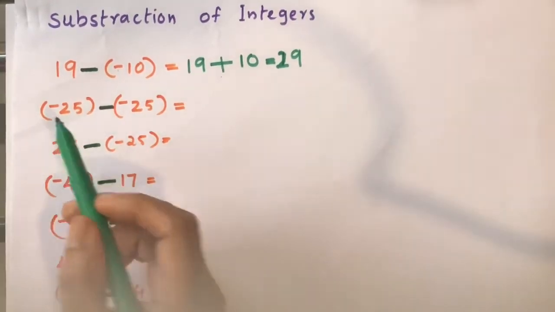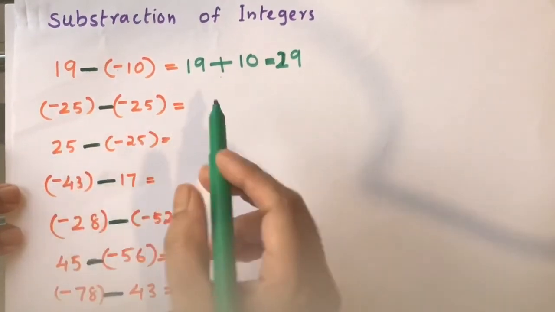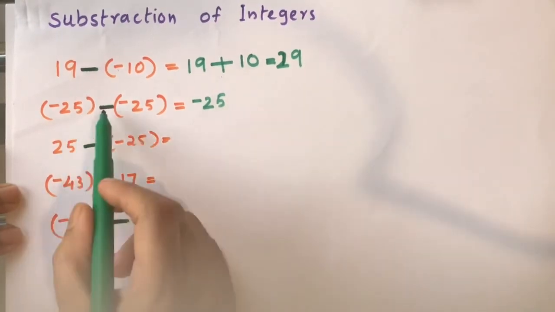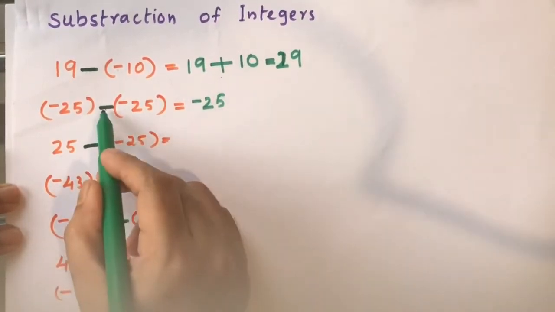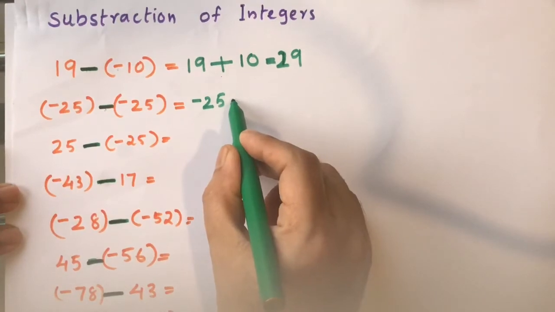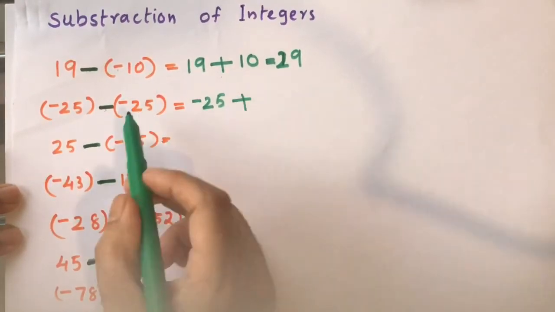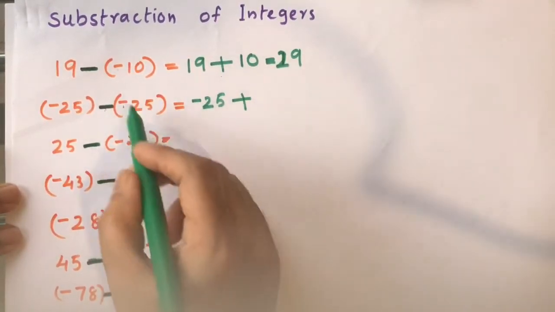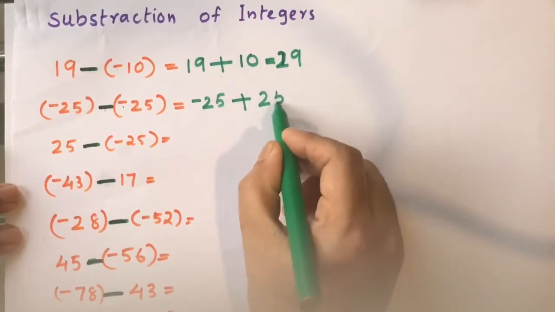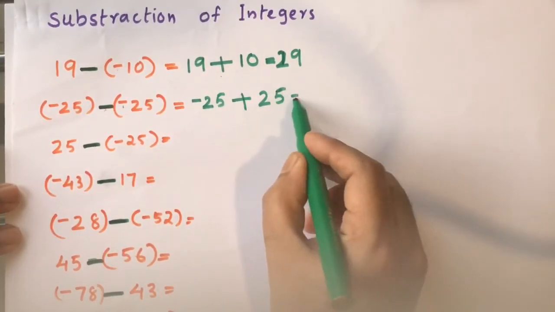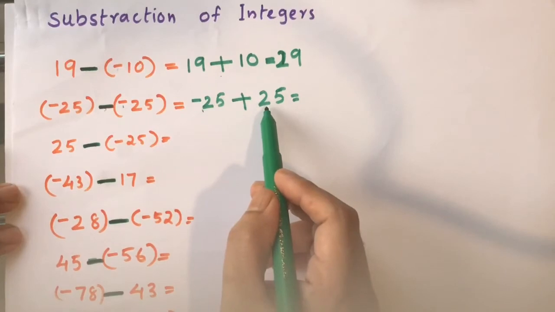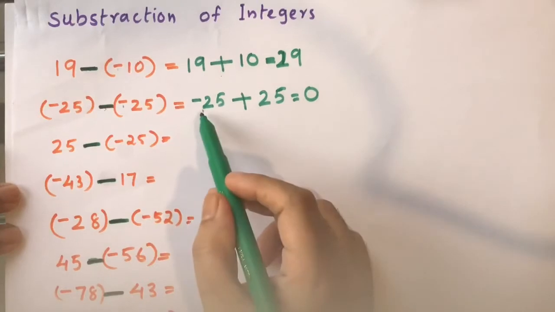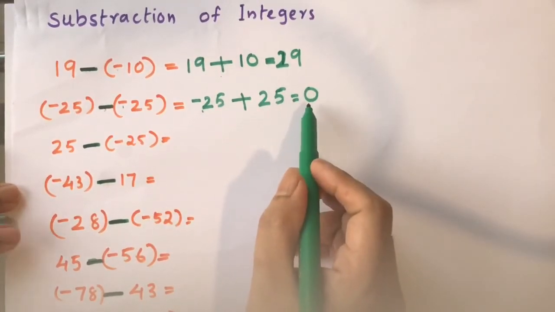In the same way, write the first integer in the same way, it is negative 25 only. Then change the operation, that is the subtraction will be changing to addition. Then change the sign of the second integer, that is negative 25 will be changing to positive 25. Here negative 25 plus positive 25 is 0. That is, when a number is added to its additive inverse, the answer is 0.